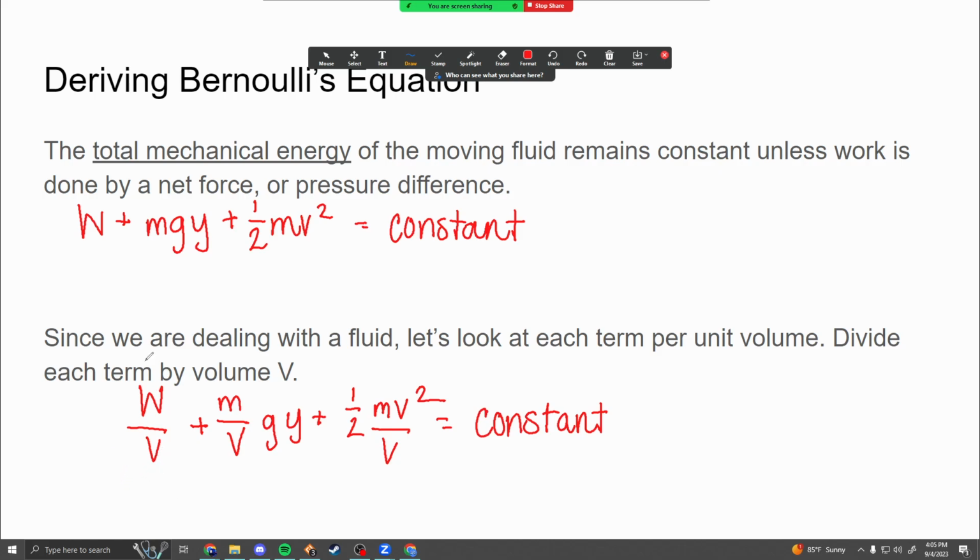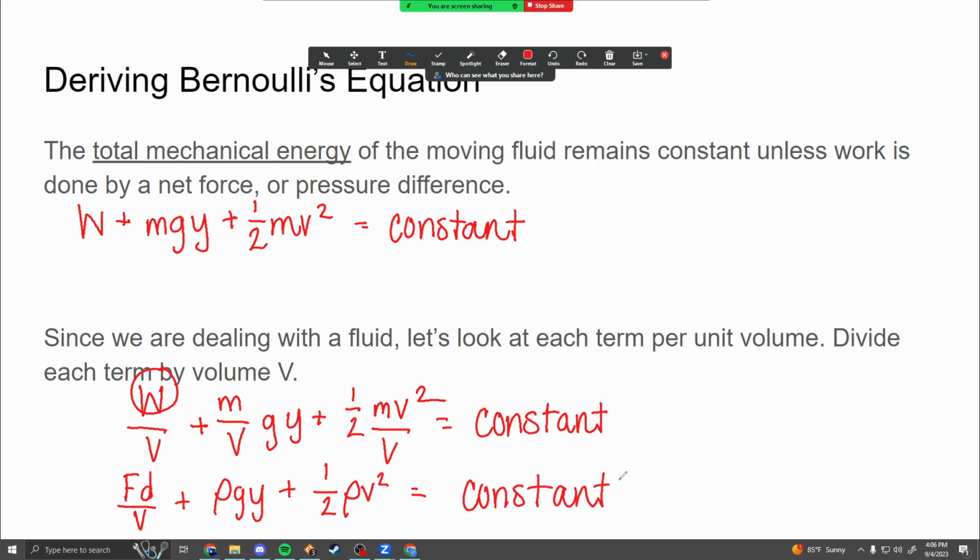Okay. So if I rewrite this, and the work that's actually done, remember work is equal to force times distance, and this is over V, plus rho g y plus 1/2 rho v squared is going to be a constant. Stop for a second and then I'll keep going, even though I know you probably paused the video at this point.